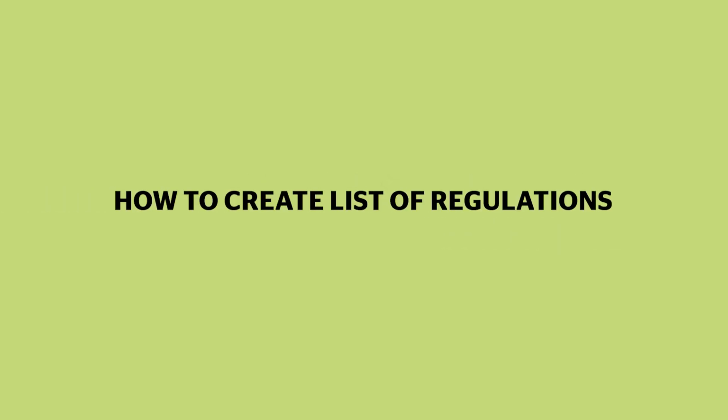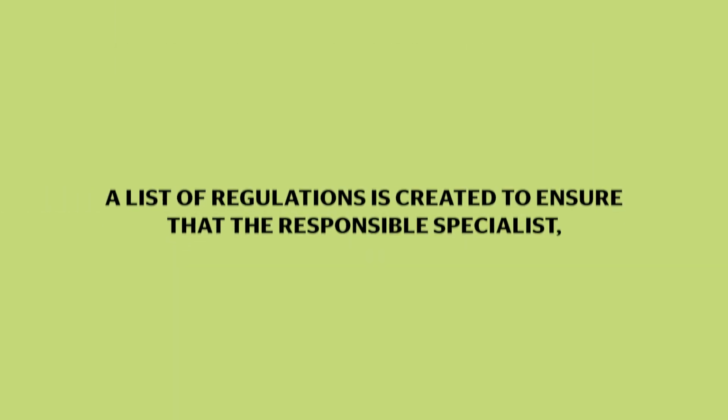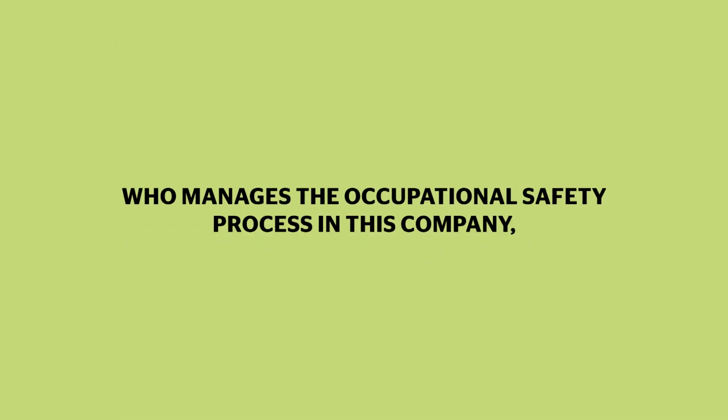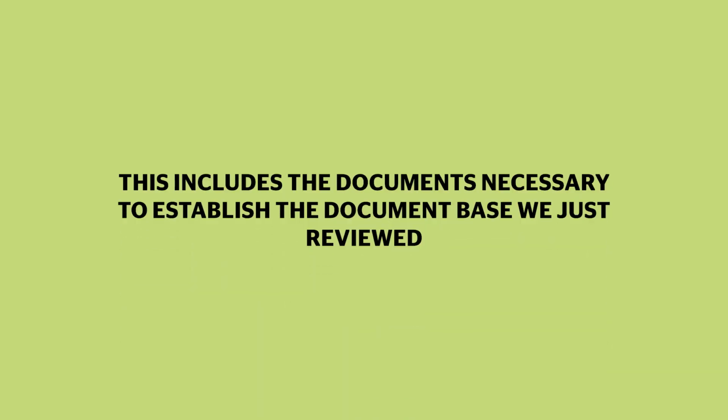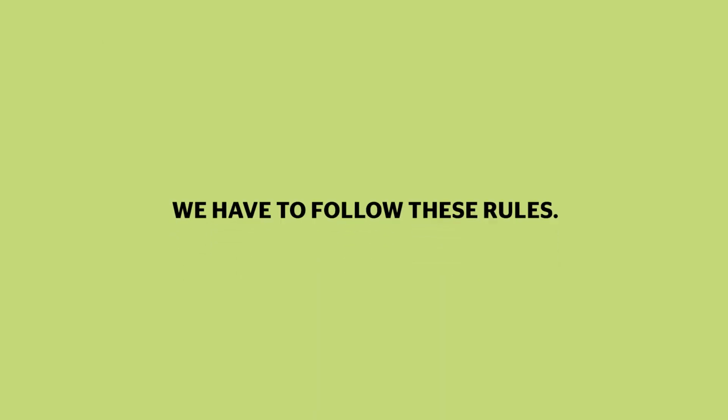How to create a list of regulations. A list of regulations is created to ensure that the responsible specialist who manages the occupational safety process in this company can monitor which laws and regulations are being followed. This includes the documents necessary to establish the document base we just reviewed. It also serves as a formal requirement to demonstrate that we have followed these rules.